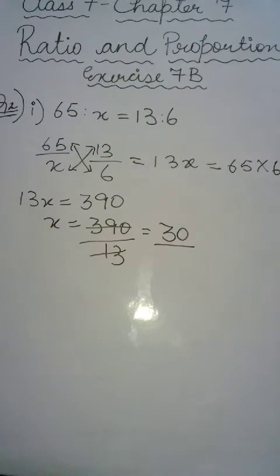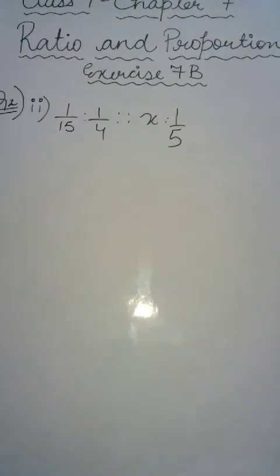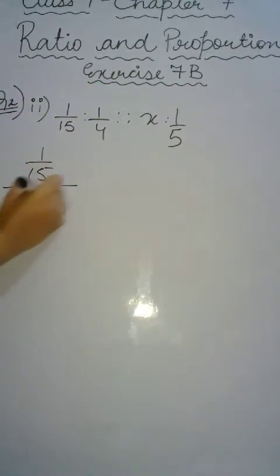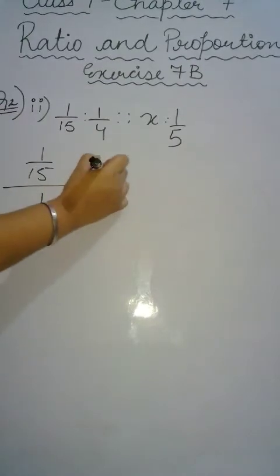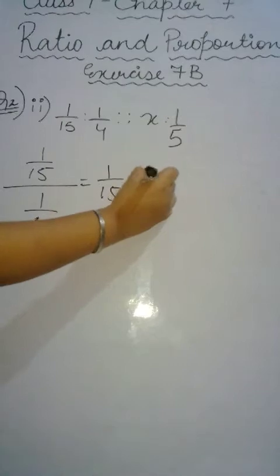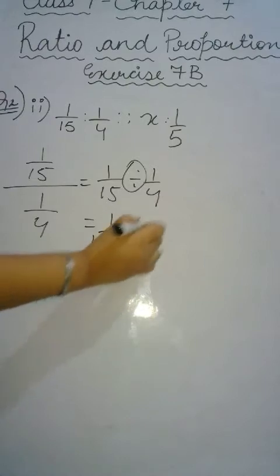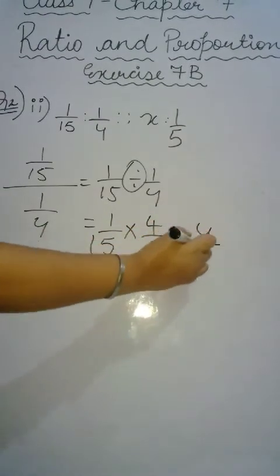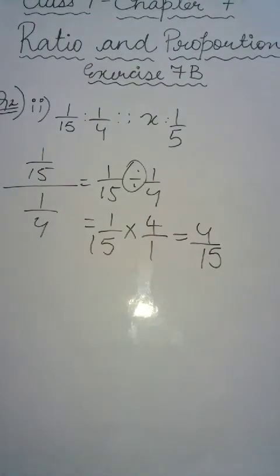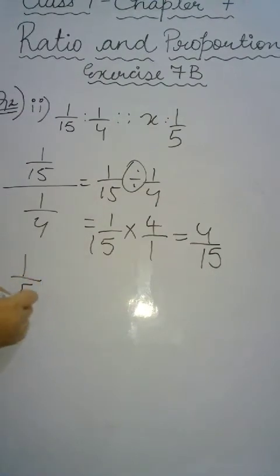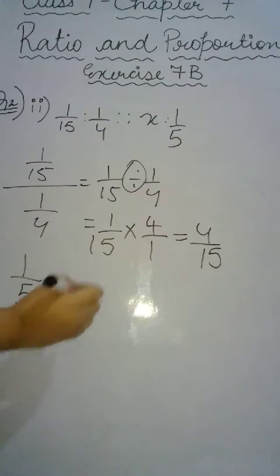This is given in the form of fractions. Now let's have a look at the second part. 1 by 15 is to 1 by 4. You can also write it like this, divide by. When you change it into multiply, you will get 1 by 15 multiply 4 by 1, which will give you 4 upon 15. Okay. Now your next side is 1 by 5 multiply by x, or you can write it down this way.